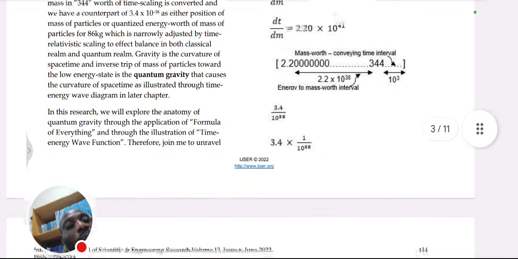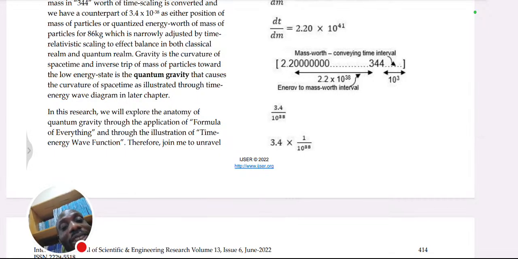an action of time, and we have a reaction of energy of equal value, but it will be 2.20 times 10 raised to power minus 41. But when we now manually annihilate this, we're going to have a vertical trajectory, and that will be instant. That is going to be the instant trajectory of time.